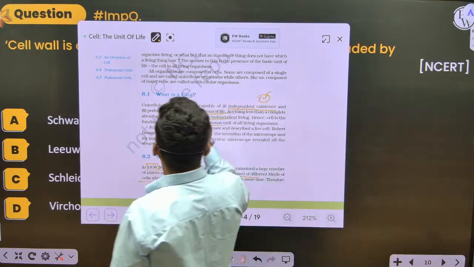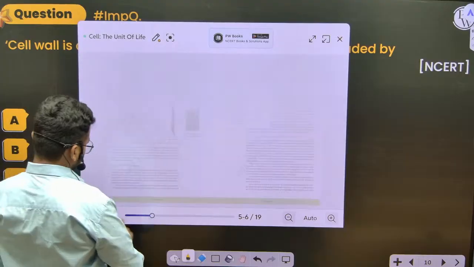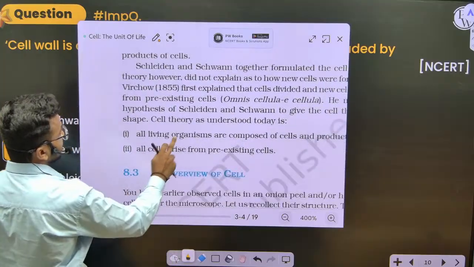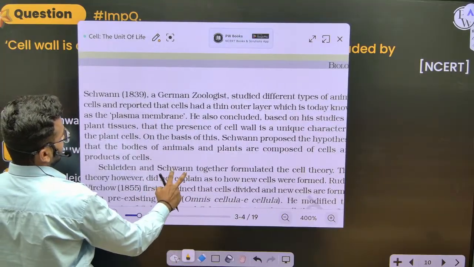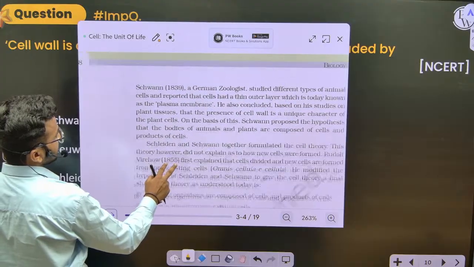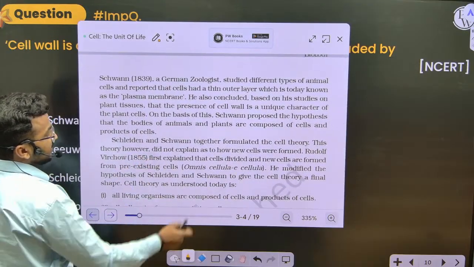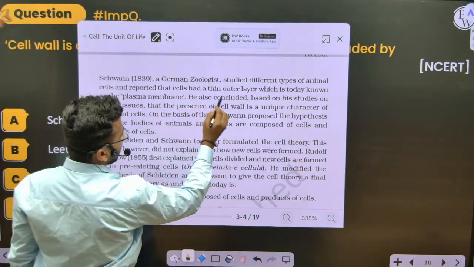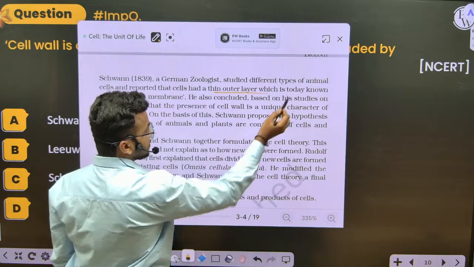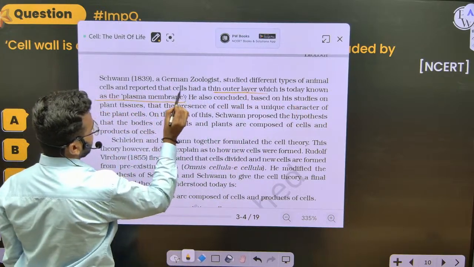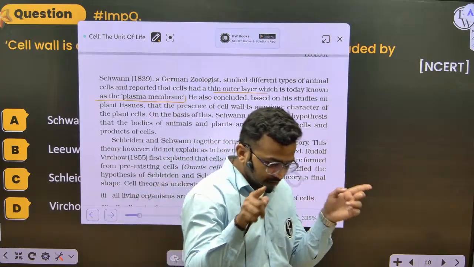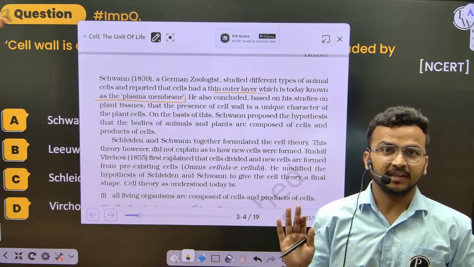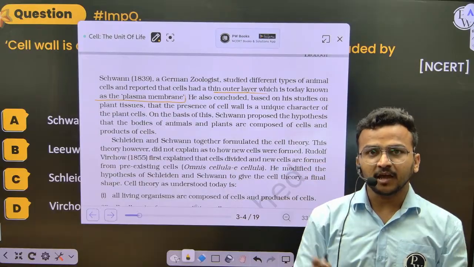And next comes another scientist, that is 1839, Schwann, a German zoologist. He studied different animal cells and reported that the cells had a thin outer layer, which is today known as the plasma membrane. So he said the cell is made up of a thin outer layer, and he didn't name it a plasma membrane. He just said it is a thin outer layer.